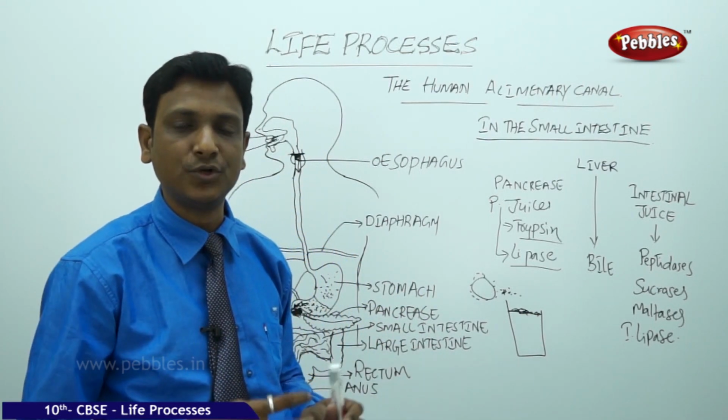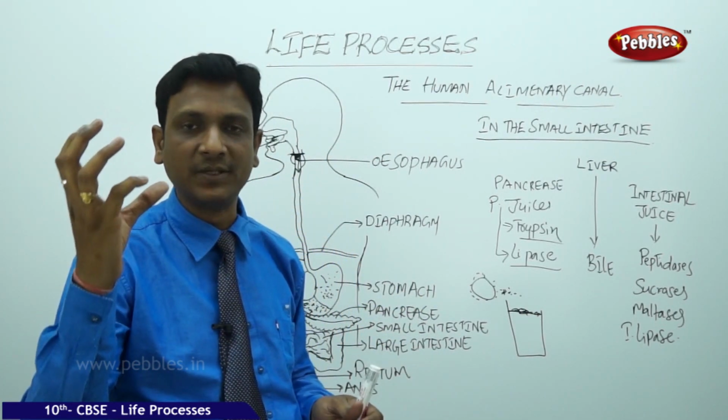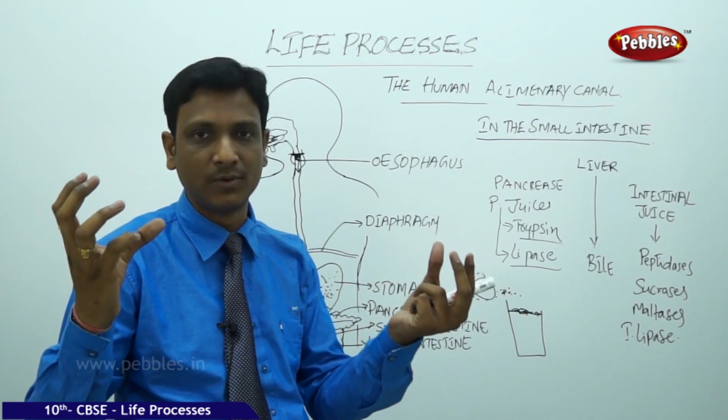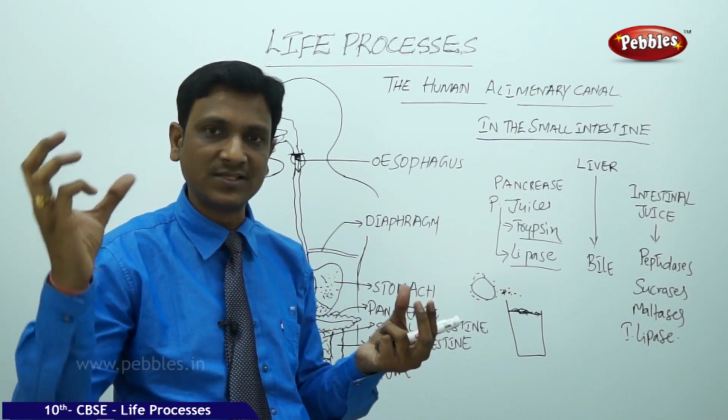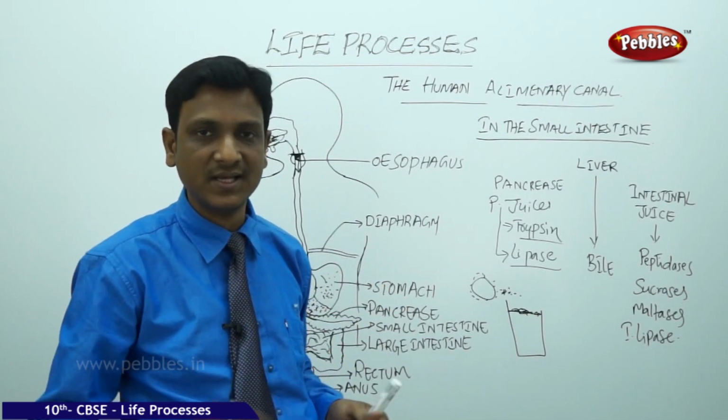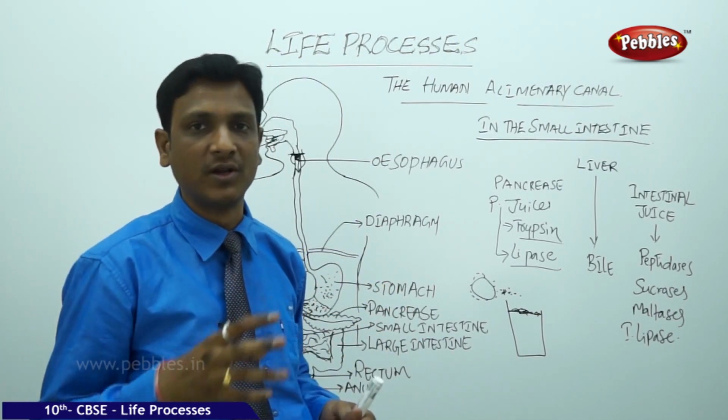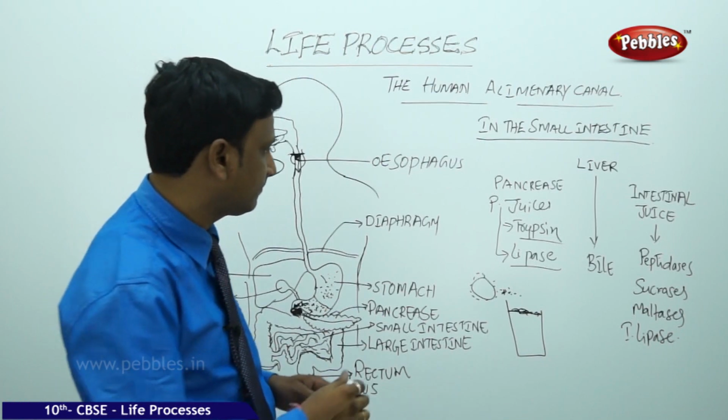It can be digested to fatty acids. So fats are the complex molecules and fatty acids are the simpler molecules. So these complex fats are converted to simple fatty acids. So the fatty acids can be absorbed in the small intestine into the bloodstream.